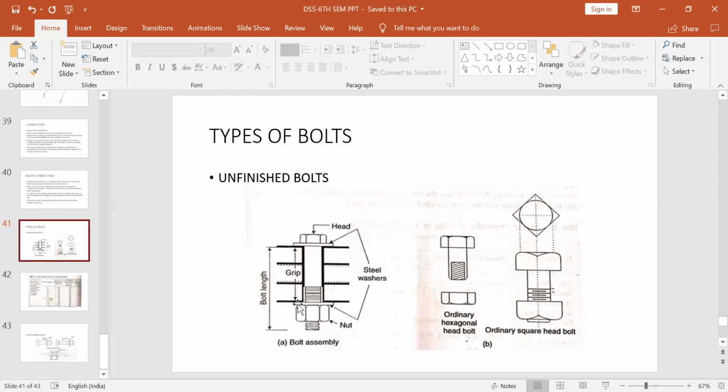So there will be a clamping pressure. If you do not provide the steel washers, this clamping pressure will not be uniform, and tremendous pressure at these two portions will cause bending of this grip length. So the washer uniformly distributes the clamping pressure. Secondly, it prevents the threaded portion from bearing, so the bearing load will not come on the threads. This is an ordinary hexagonal bolt. This is the top view, and this is the side view.